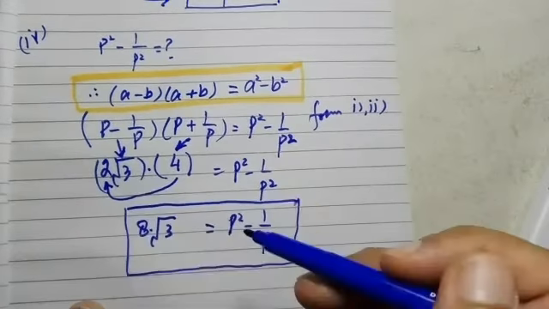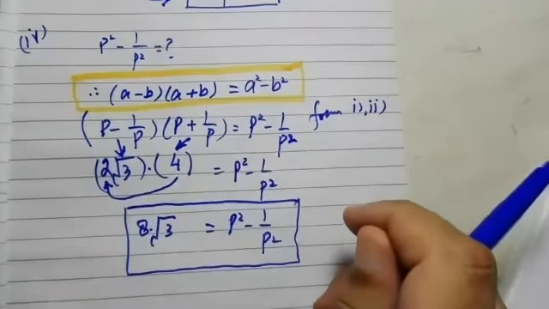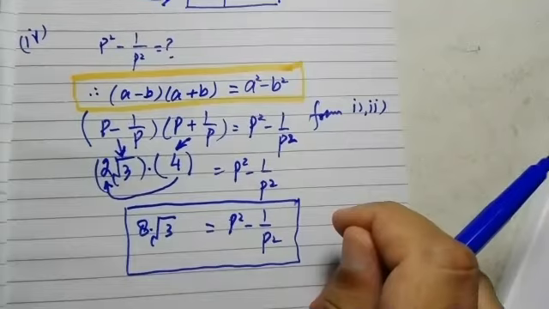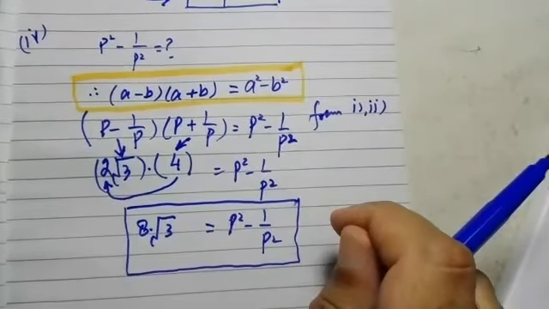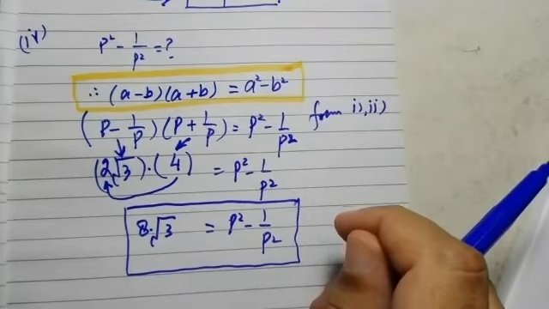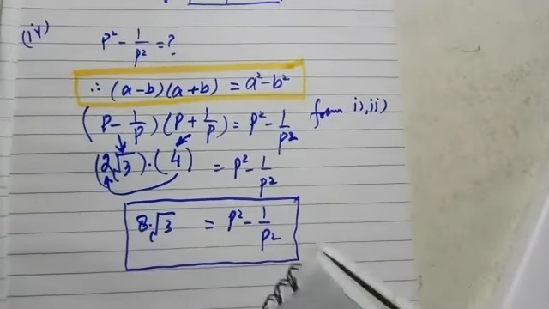Now ask the question again because I did not get your question. Sir, I'm asking that if it is written 4 times under root 3 plus 4 times under root 3, then can we write 8 times under root 3?